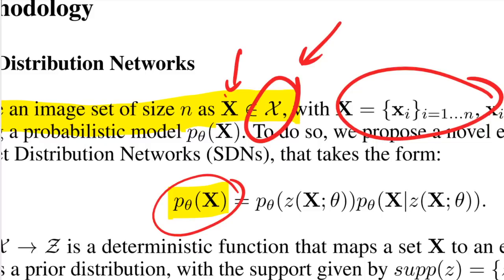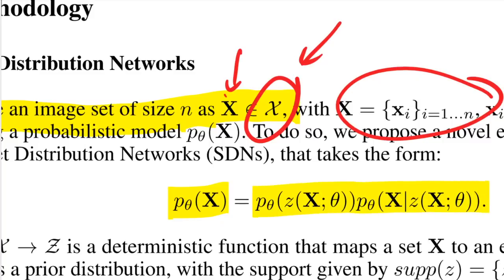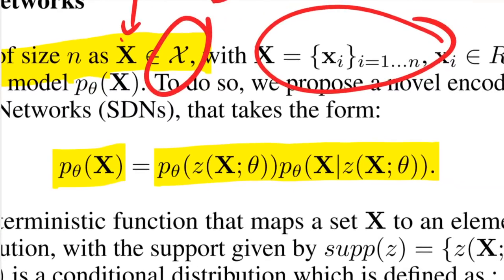Okay, so how do they build it? They decompose this into two parts, and this is just a decomposition. This is standard decomposition of probability, where you'll say, okay, what's the probability of a set X? The probability of a set X is the probability of the latent code of that set times the conditional probability of that set given the latent code.